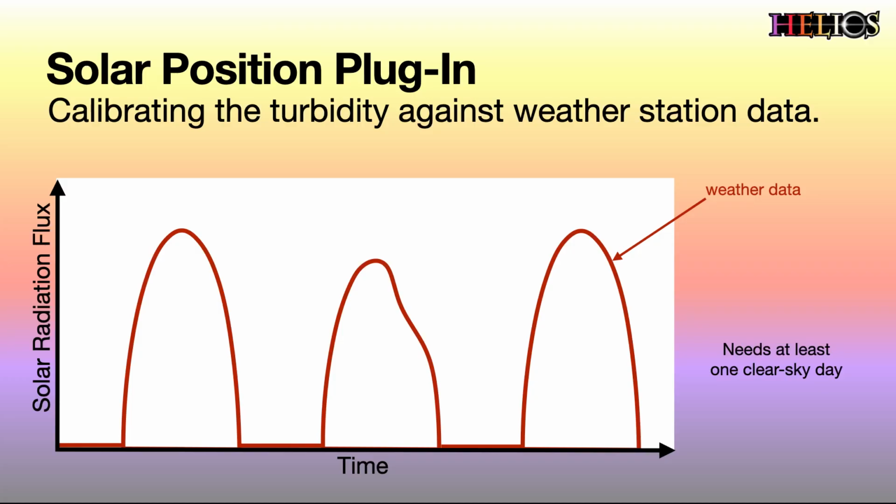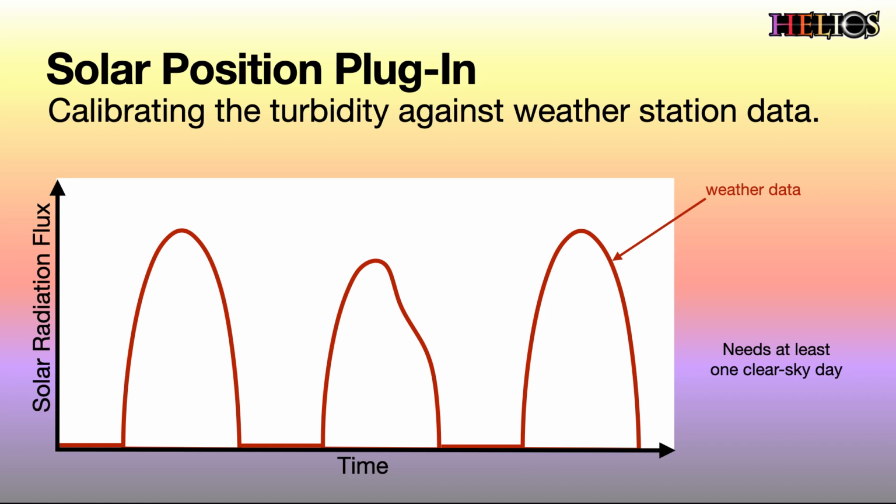Okay, the next thing that I want to do is to talk about calibrating our turbidity against our weather station data. We just assumed some value of 0.05, which may not exactly correspond to the conditions that we have at our site. Essentially, what we want to do is to determine the turbidity that will match our predicted solar fluxes with our measured solar fluxes. So imagine that we have some weather data that looks like this.